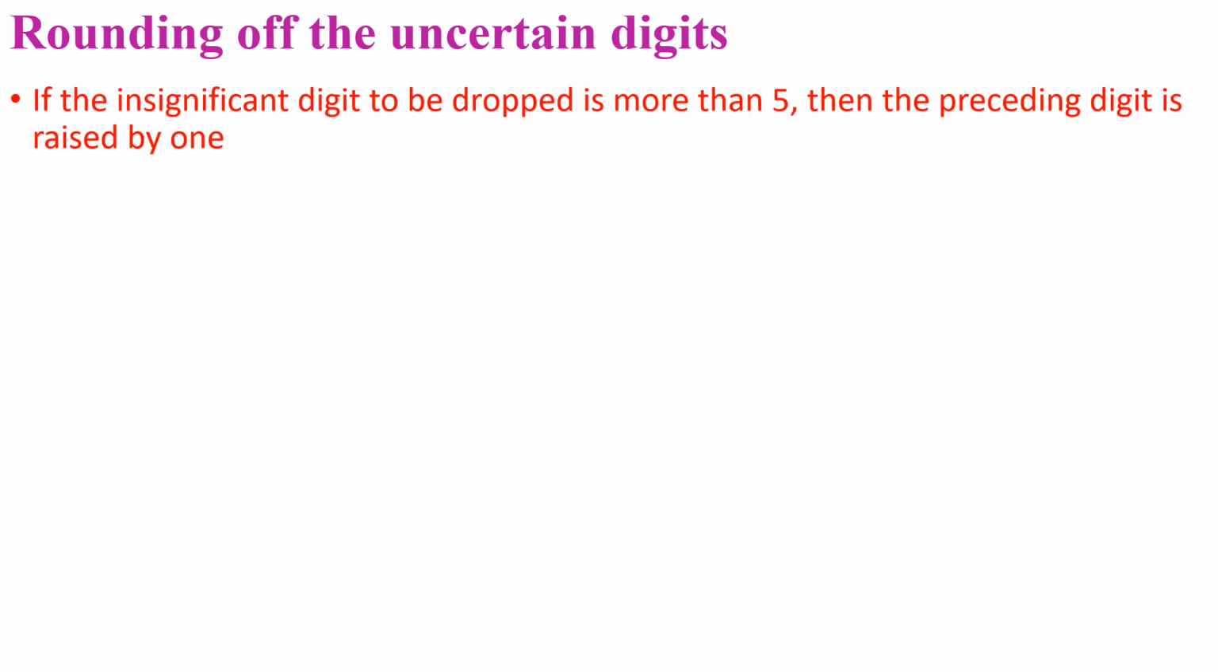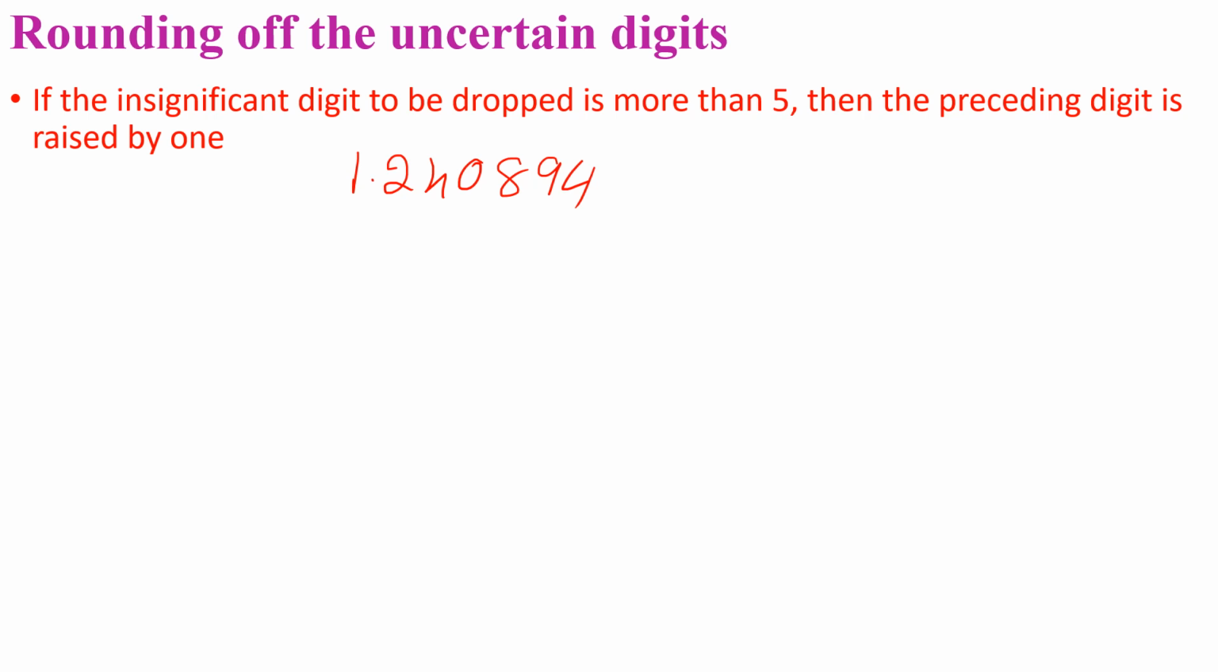In the previous slide, we discussed that we can drop some of the non-significant digits. But while dropping also, there are some methods to drop. That is called rounding off the uncertain digits. What are the rules? If the insignificant digit to be dropped is more than 5, let us assume an example: 1.240894.